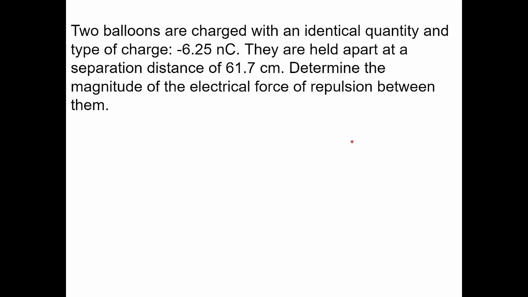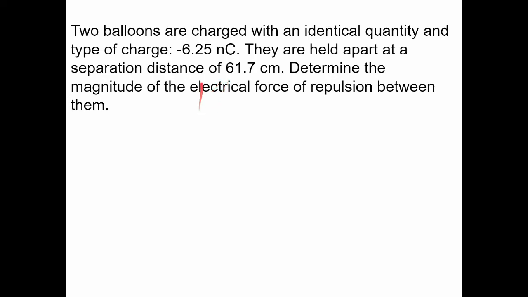Here we have an example. Two balloons are charged with identical quantity and type of charge, negative 6.25 nanocoulombs. Nano means times 10 to the negative 9th. They are held apart at a separation distance of 61.7 centimeters. Centi means times 10 to the negative 2. Determine the magnitude of the electrical force of repulsion between them.